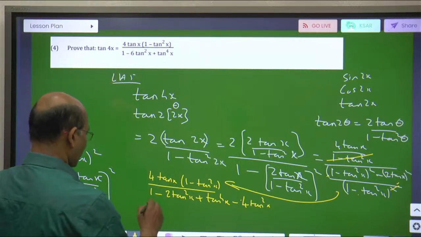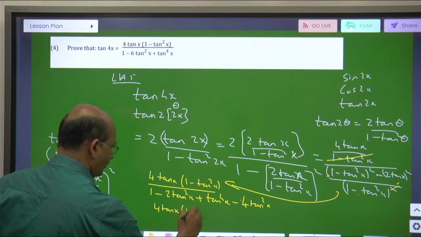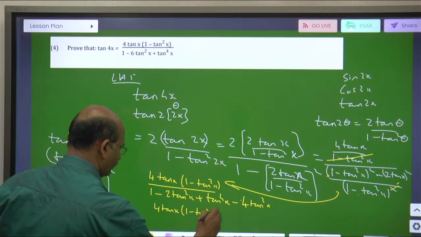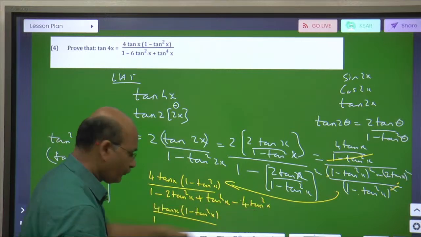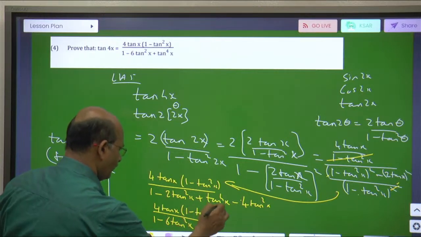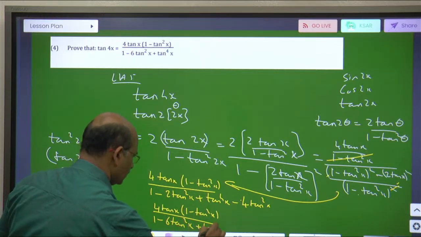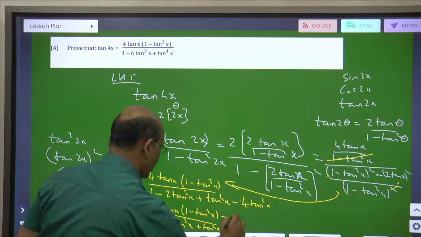Now look at this, minus 2 tan square x minus 4 tan square x become minus 6 tan square x. So this will become 4 tan x as it is, 1 minus tan square x upon, this is 1 as it is, minus 2 and minus 4, minus 6 tan square x, and plus tan 4x. Don't you think it is the same formula, equal to RHS?